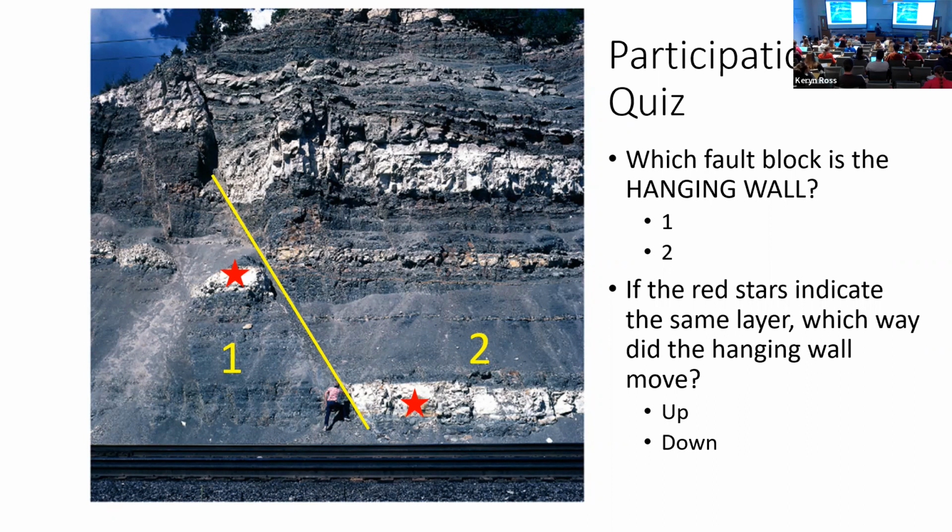So to be able to figure out which one is the hanging wall and which one is the foot wall, let me draw this. So here is the fault. Here is number one. Here is number two. And let's just pretend in our minds that we have now separated these so they have a space in between them. Okay.